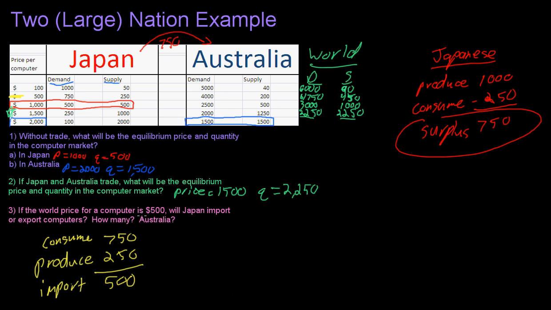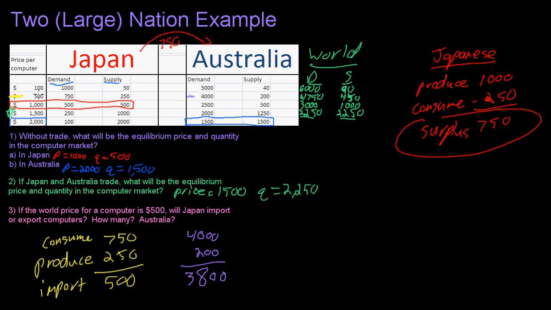And then the exact same thing for Australia. We'll just pick a different color. So Australia then is going to demand 4,000, or they're going to consume 4,000, and they're only going to produce 200. So they are going to import 3,800 computers. So for this to happen, there would have to be a bunch of other nations in the world that wanted to produce computers cheaper than both Japan and Australia to set the world price of a computer at 500.